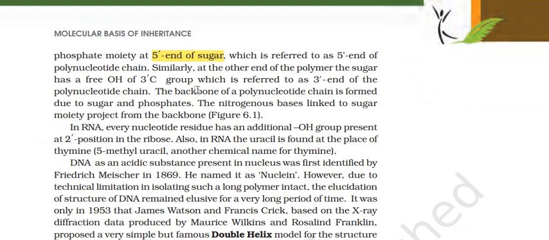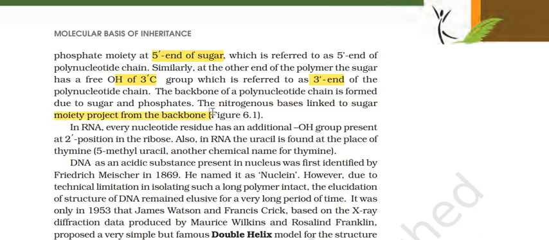Similarly, at the other end of the polymer, the sugar has a free OH of 3' group, ठीक, carbon group, which is referred to as the 3' end. तो 3' end पे हमारे पास OH होगा, हाइड्रोक्सिल होगा, 5' पे हमारे पास होगा phosphate group. The backbone of a polynucleotide chain is formed due to a sugar and the phosphate. तो sugar और phosphate से backbone बनाएंगे. Nitrogenous bases जो है they will project from the backbone. ठीक है, जैसे हमारी body में the backbone, from it will project the ribs. Fine. The nitrogenous base is linked to sugar moiety project from the backbone.